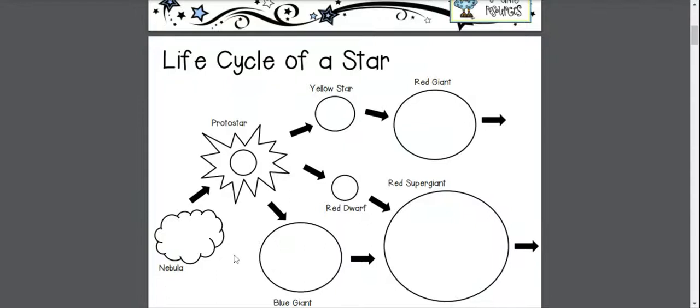So stars begin as what we call a cloud of dust and gas called a nebula. Say nebula. Okay, now if I follow the arrow, after it's a nebula, a star becomes what we call a protostar. Protostar. Follow the arrow, becomes a yellow star. Boys and girls, the sun is a yellow star. So the sun is a yellow star. Then it becomes a red giant. And just like it says, that star is giant, it's big.